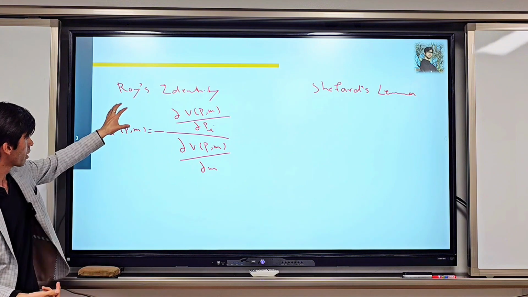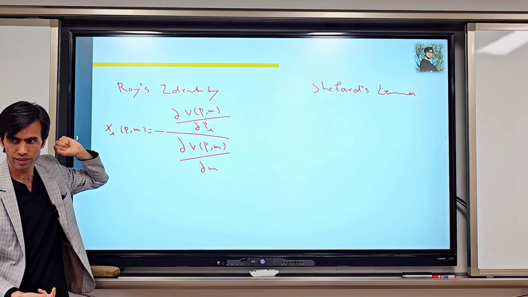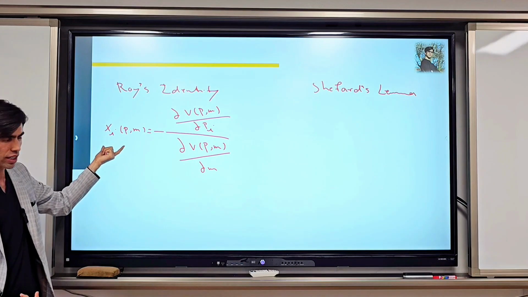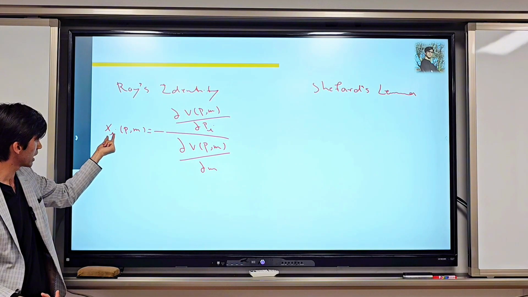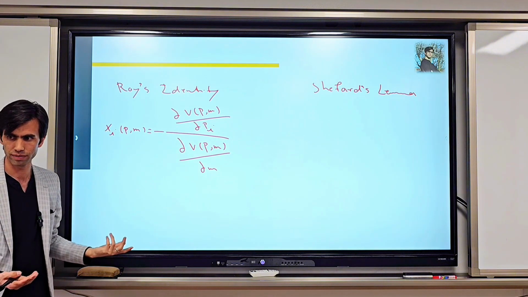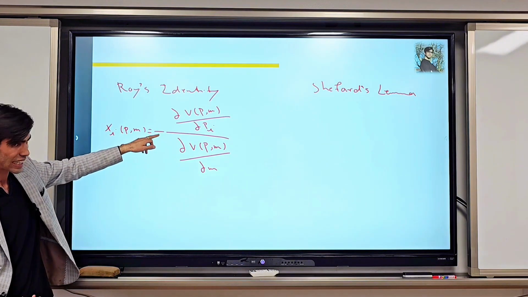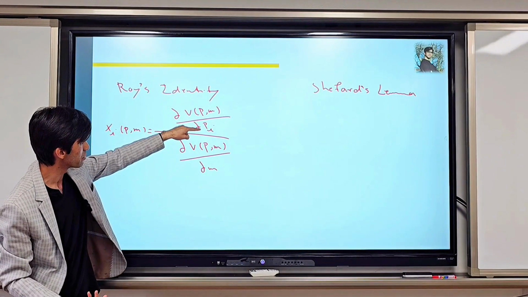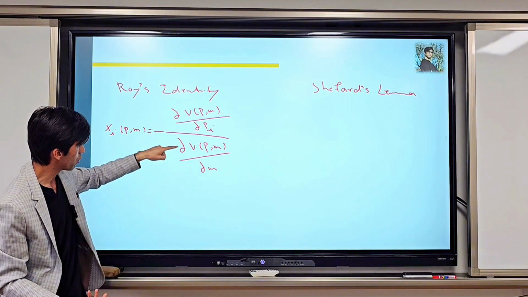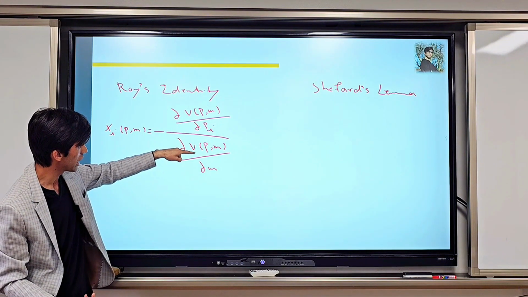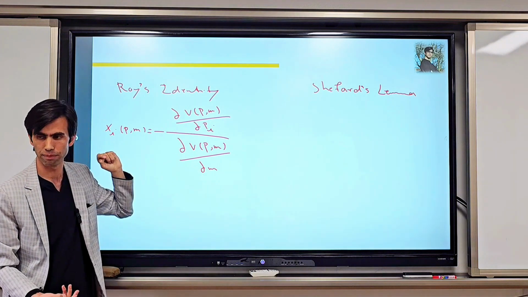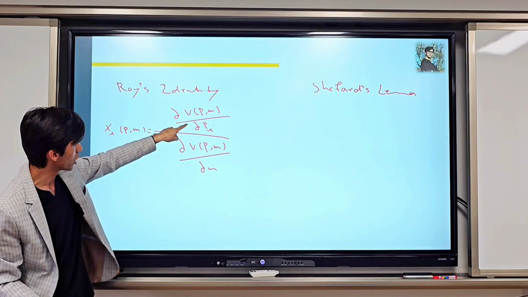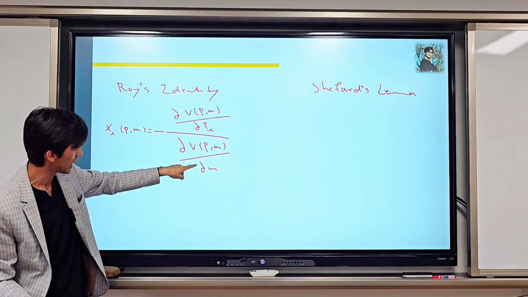Let me say again. Roy's identity is a formula to find the Marshallian demand function. For example, suppose this Marshallian demand function is x1 and x2, anything you can find, is equal to negative the partial derivative of indirect utility with respect to price divided by the partial derivative of indirect utility with respect to income. This is called price marginal utility, this is called income marginal utility.